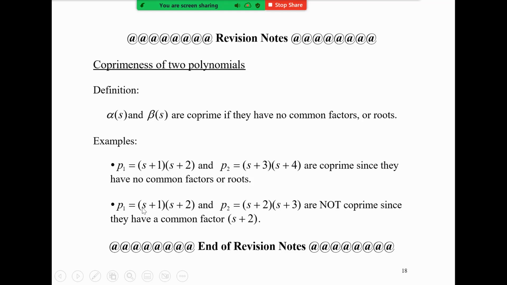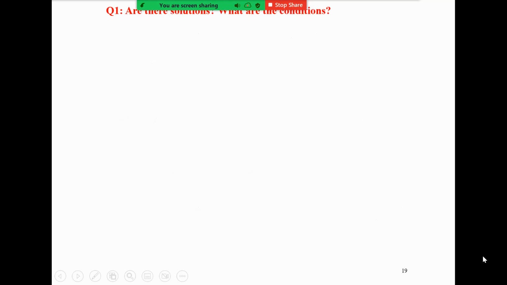Okay, but here we look at the second example. P1 is (s+1)(s+2). P2 is (s+2)(s+3). And we notice those two have a common factor, s+2, right? Therefore, we say those two polynomials are not coprime because they have a common factor. Okay, is that clear? Now let's talk about the condition for the existence of a solution. So let's first take a look at one simple example.